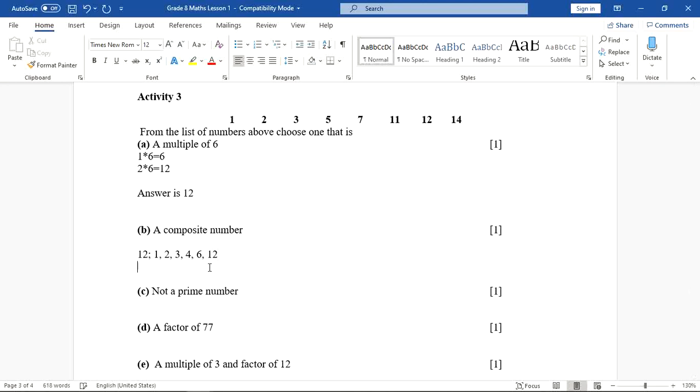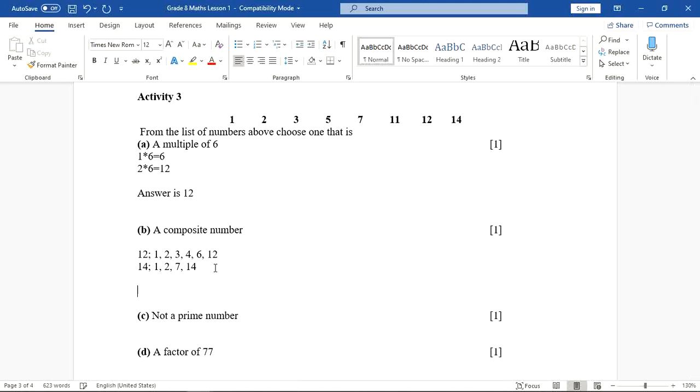What about 14? Let's see. 1, 2, 7, and 14 itself. Factors of 12: 1 goes into 12 12 times. 2 goes into 12 6 times. 3 goes into 12 4 times. All right, so these are all factors of 12. So it's a composite number because it has more than 2 factors. What about 14? 1 goes into 14 14 times. 2 goes into 14 7 times. So these two numbers are composite because they have more than 2 factors.